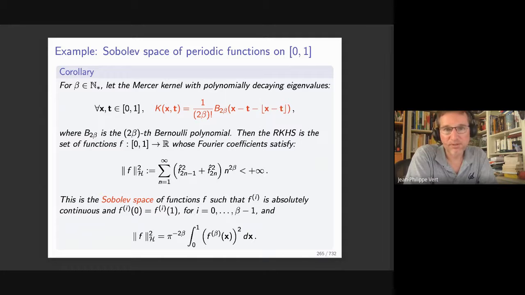Now, it's possible to show, it's quite easy, using what we just showed, so using the characterization of the RKHS in terms of lambda and psi, that the RKHS here is exactly made of functions f, such that the sum over the Fourier elements, f hat 2n minus 1 plus f hat 2n, so the sum of the squares of these Fourier transforms of f, multiplied by n to the power 2 beta is finite. So this multiplication by n to the power 2 beta is important.